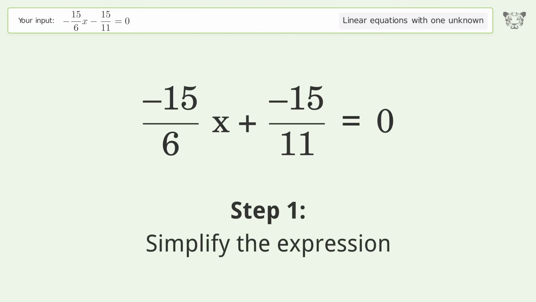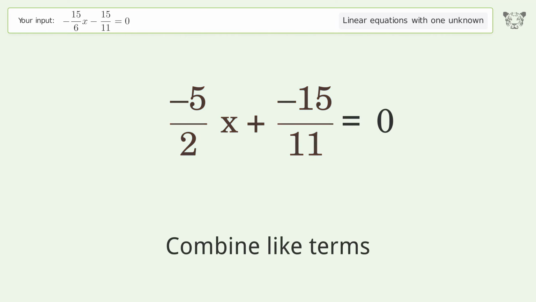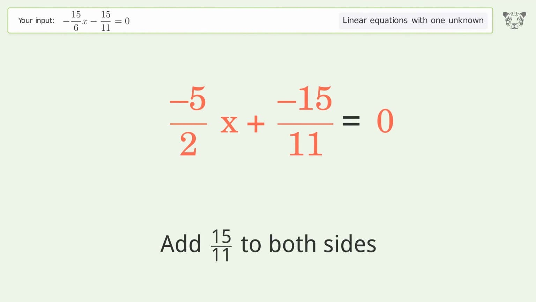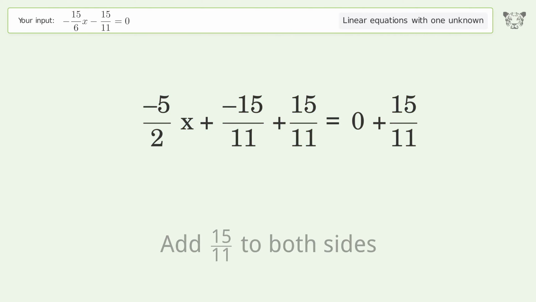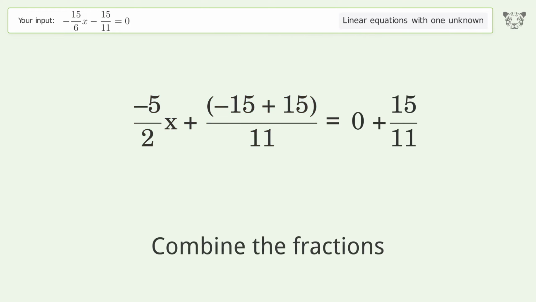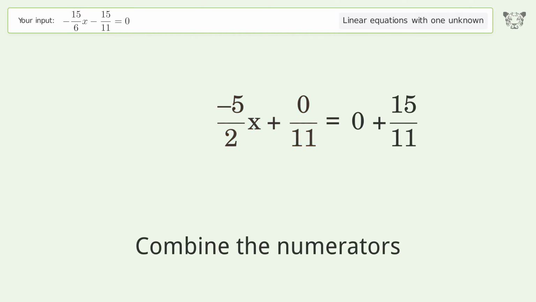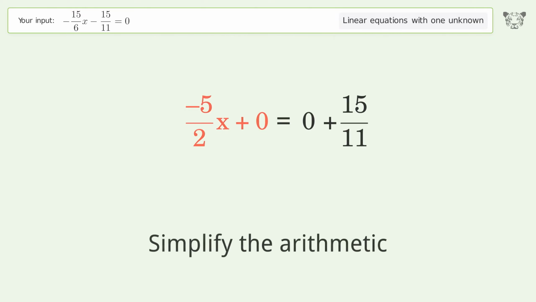Simplify the expression. Combine like terms. Group all constants on the right side of the equation. Add 15/11 to both sides. Combine the fractions. Combine the numerators. Reduce the zero numerator. Simplify the arithmetic.